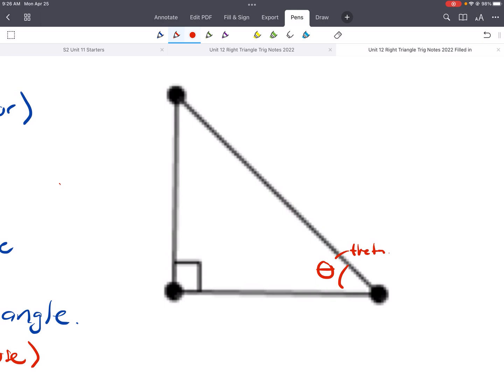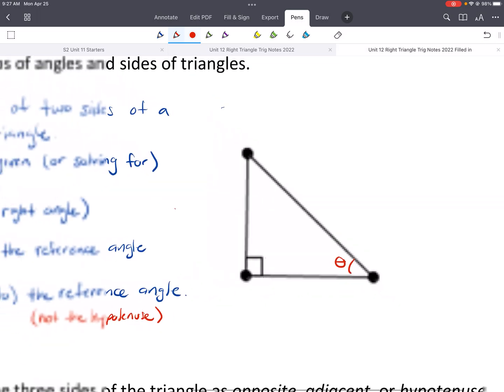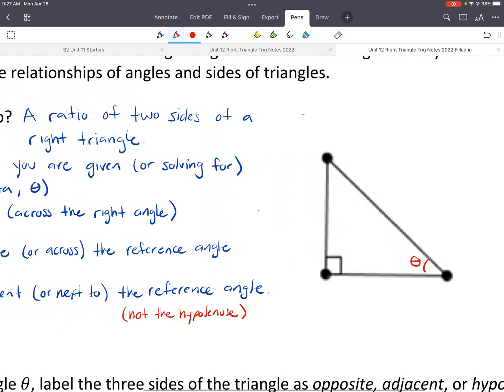We'll use theta. All right, so that is our reference angle, and sometimes you'll be able to choose where you want your reference angle to be, but it always has to be either that angle or that angle. The reference angle can never be the right angle. So let's choose there. Again, it will make more sense when we get into some problems.